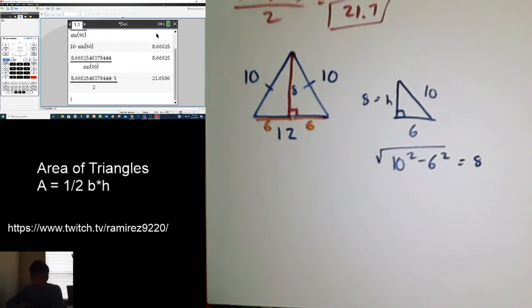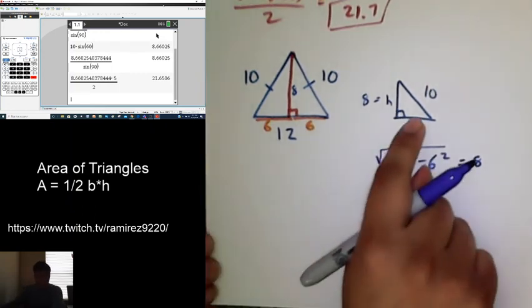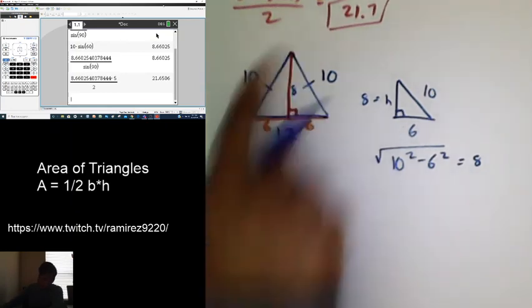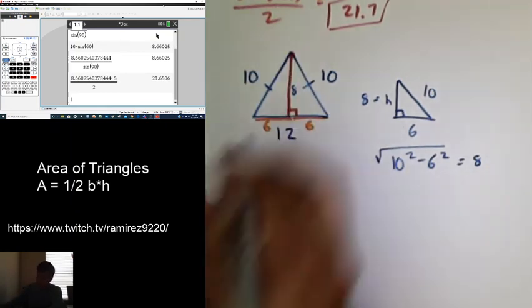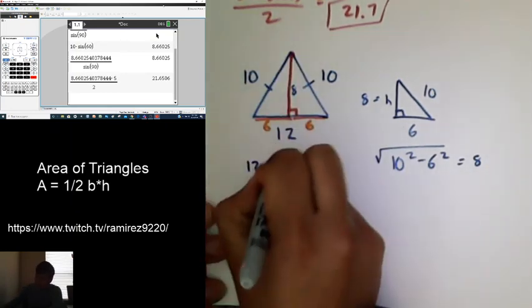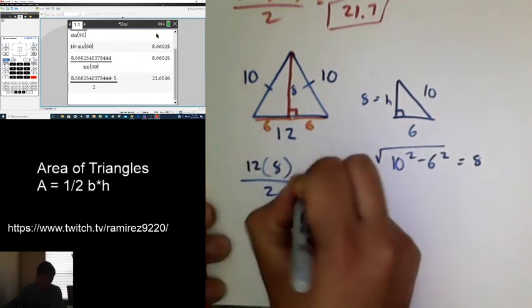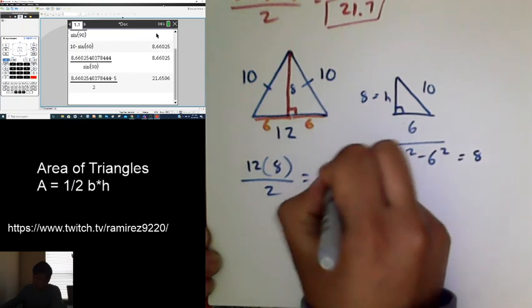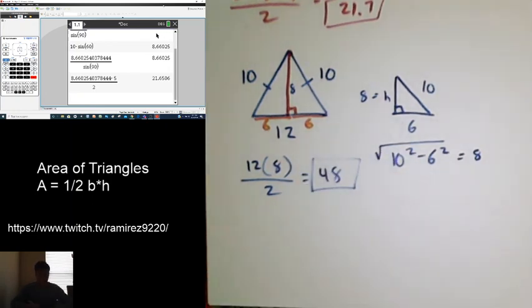And now I could find the area. You could find the area of this one and multiply it by 2, but why bother? Just focus on the big one. So on the big one, the base is 12, the height is 8. So 12 times 8 divided by 2. And then that's my answer. Alright guys, and that's how you find the area of a right triangle and just either an isosceles or equilateral.